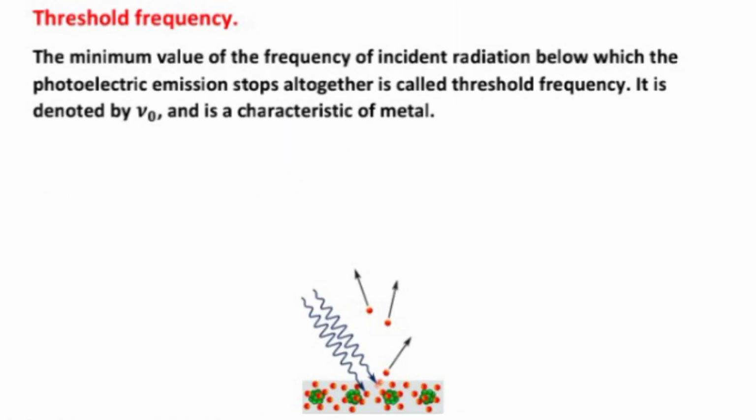Next, I'm going to tell you about the threshold frequency. What is threshold frequency? The minimum value of frequency of incident radiation below which the photoelectric emission stops altogether is called threshold frequency. It is denoted by ν0 and is a characteristic of the material.